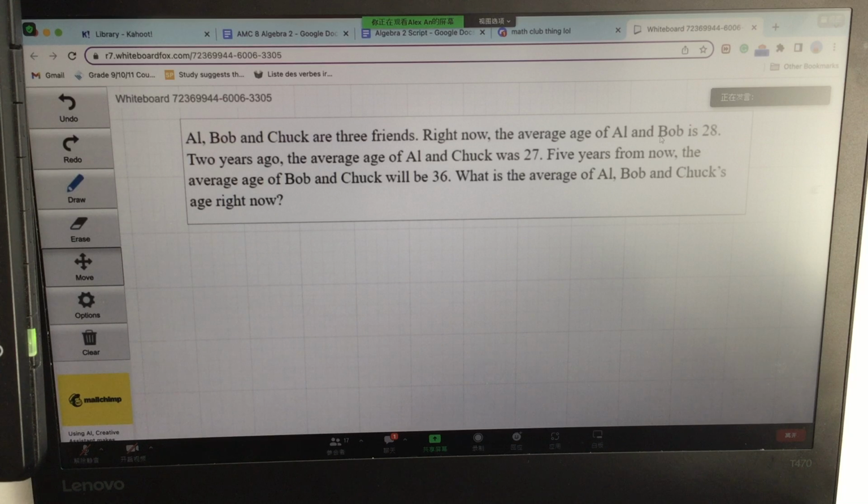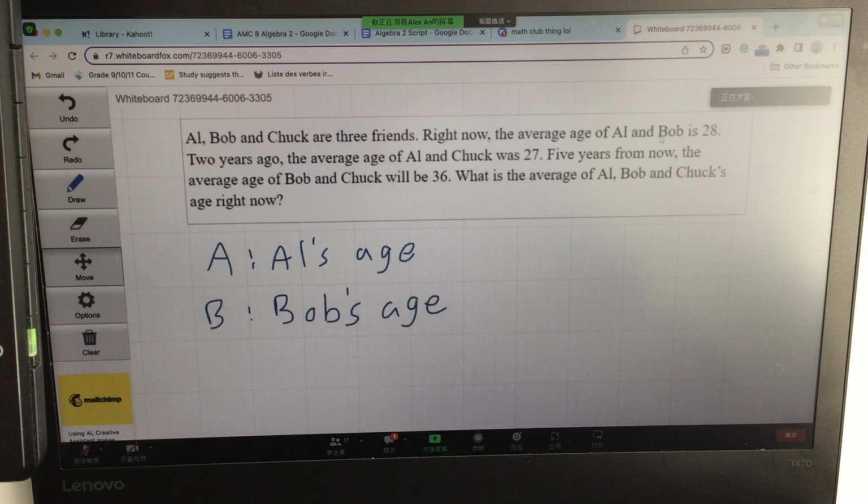Okay, so I will start explaining this question right now. Let's just set some variables right here. So first, let A be Al's age, B is Bob's age, and then C is, what's his name? Chuck, sorry, Chuck's age.